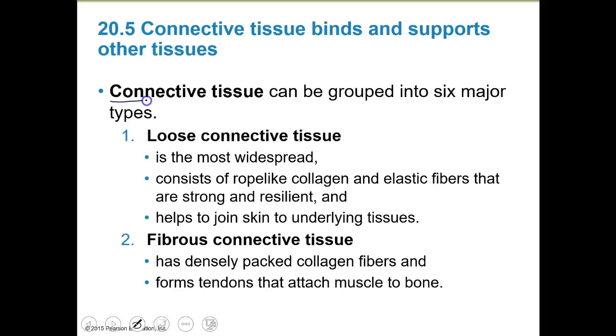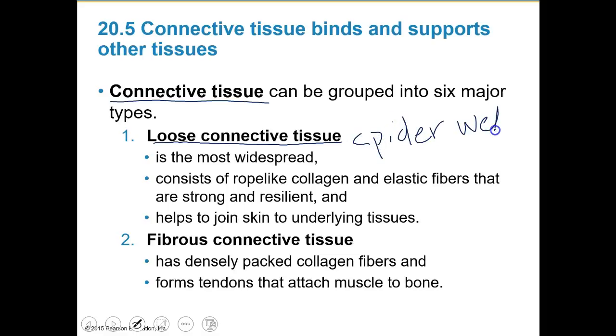Connective tissues are the next ones, and they're grouped a little bit differently. You don't have to know too much about them, but I'll give you some examples. There is loose connective tissue. It's kind of rope-like, with collagen and elastic fibers. It's actually interesting, it's loose, and it's kind of spider web-like.